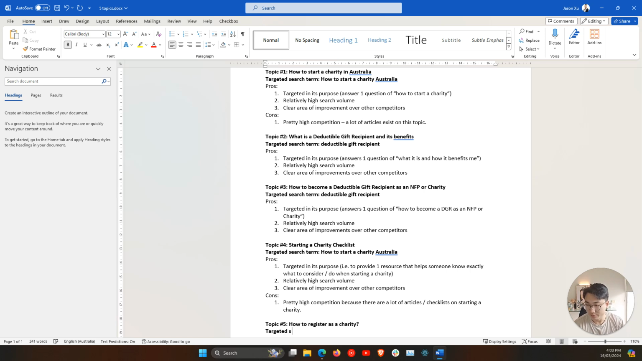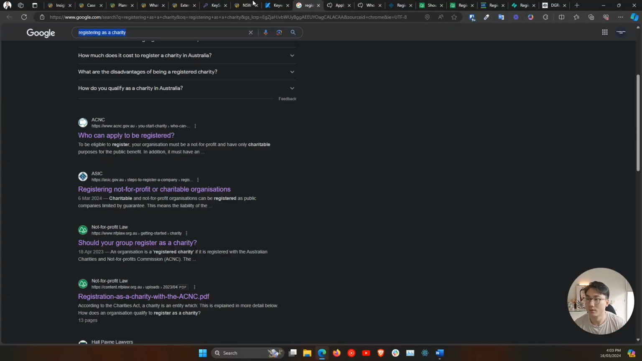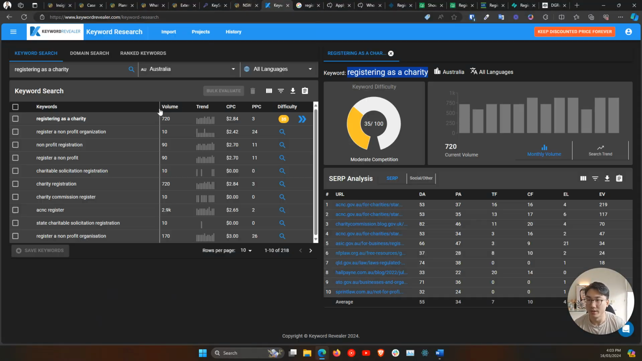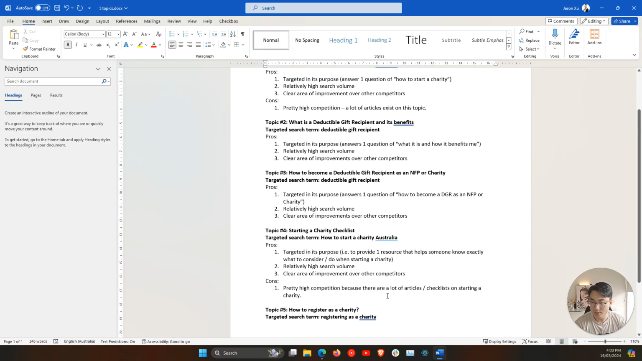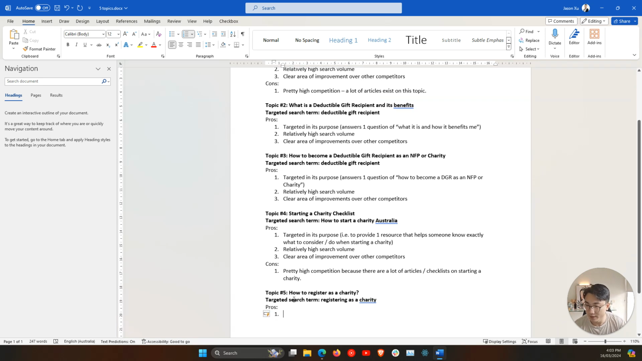Targeted search term would be registering as a charity because that has 720 searches a month, which is quite high, especially in the area of law. So, what are the pros of this topic and search term? Well, first pro is the topic is targeted in its purpose, i.e. it answers one simple question of how to register as a charity, right?